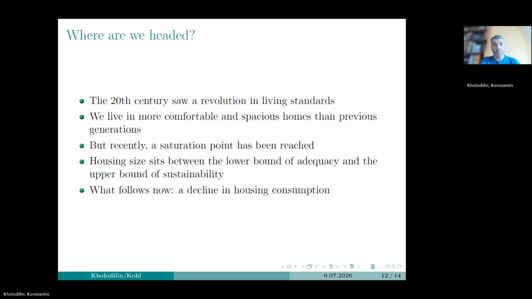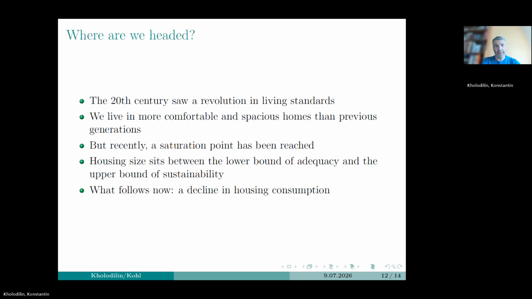Now, what can we conclude from all this? Well, the first thing is that the 20th century saw a revolution in living standards. Why revolution? Because the housing quality improved dramatically over the second half of the 20th century. At least we have reliable data for that period, unlike the first half of that century. So now we live in more comfortable and spacious homes than previous generations. And this is, of course, a clear improvement.